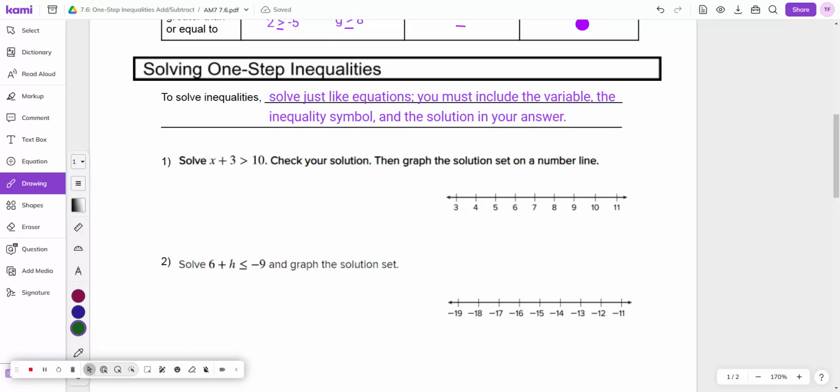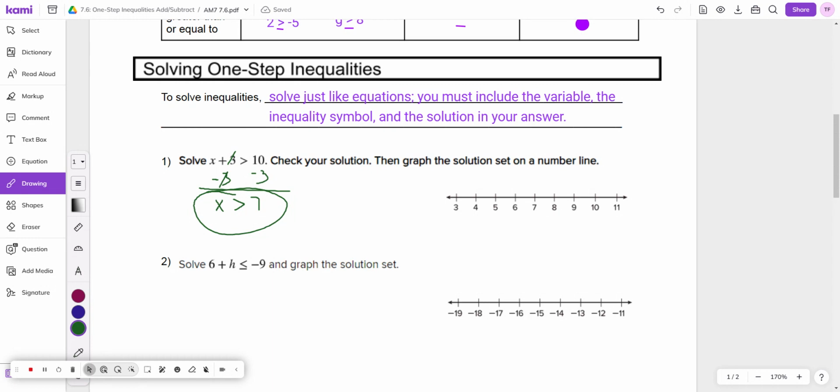So in order to do that, I see on the side with the variable that we're adding 3 to it. So that means we need to do the inverse. So we're going to subtract 3 from both sides. When we do that, of course, that leaves us with just x on the left. And then greater than, and 10 minus 3 gives us 7. When I say you have to include the variable, the inequality symbol, and the solution in your answer, this is what I'm talking about. You have to have all three parts in order for it to be correct. If you're missing any of it, it's going to be wrong.